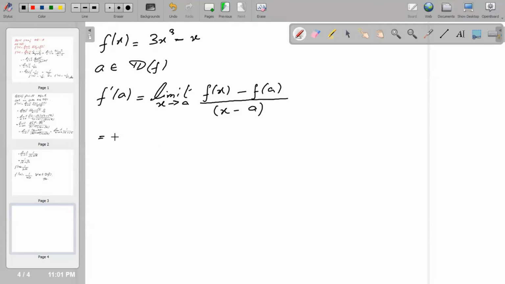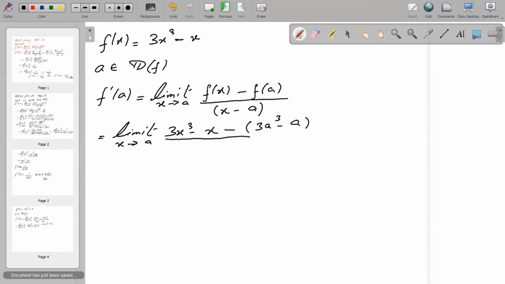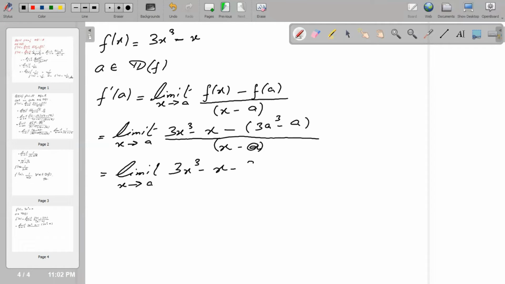So we put values here. First write limit. Don't forget to write limit because this is the important part. f of x is equal to 3x cubed minus x. So what is f of a? This is 3a cubed minus a. This is the value of the function at x equal to a. Now just multiply the minus sign by the second bracket: 3x cubed minus x, so this is minus 3a cubed, minus minus, plus a.